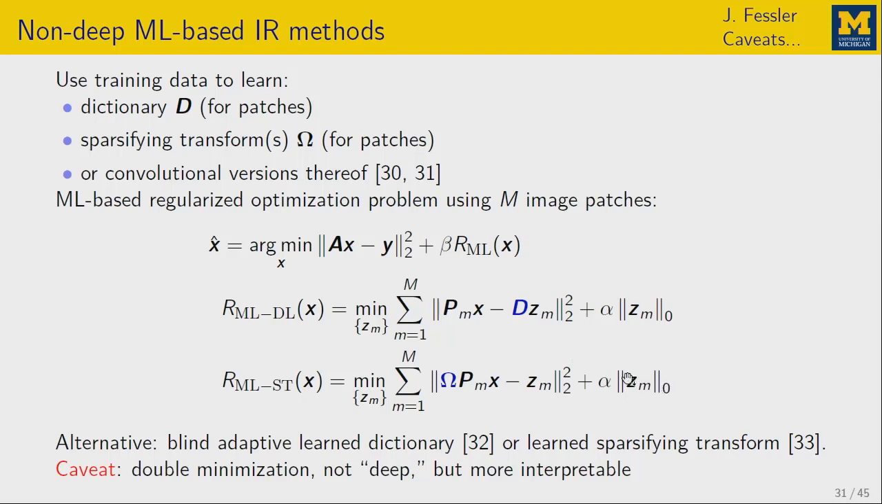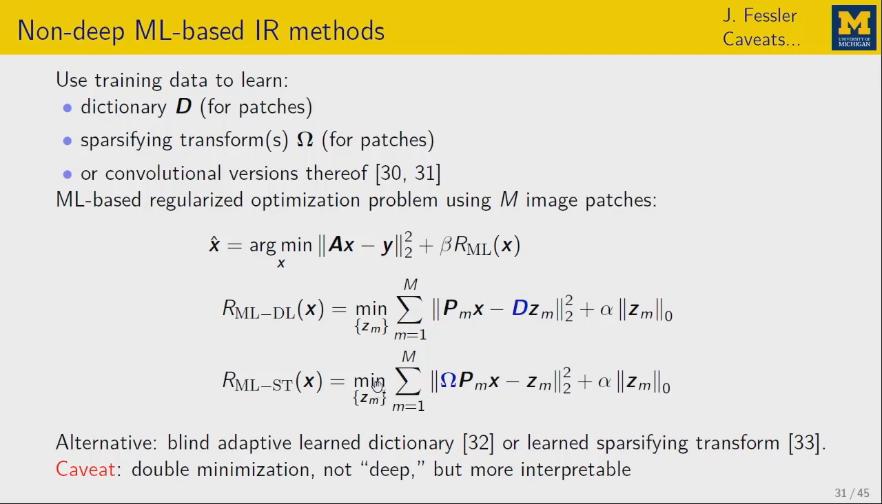So in words, you're trying to find, of all the images that fit the data very well, the one whose patches can be best sparsified by some sparsifying transform that you learned from training data. So this is data-driven. It's the blind version. You're learning the transform at the same time you're doing reconstruction. The non-blind version, you're learning the transform from training data.